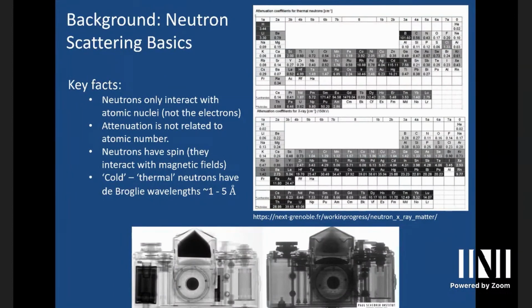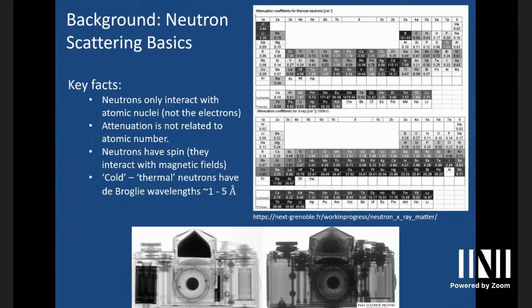The neutrons are essentially going to interact with the nucleus. They don't really interact with the electron cloud, unlike X-rays which interact with all the electrons. That generally means they penetrate quite a long way into matter. A lot of the time they go a long way through some materials, because most of the space is not made up of the nucleus. So there's a lot of empty space.